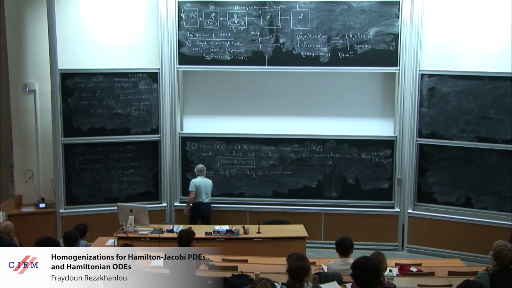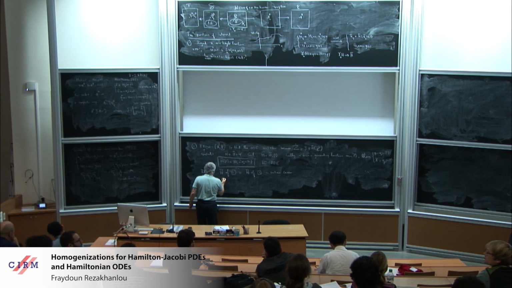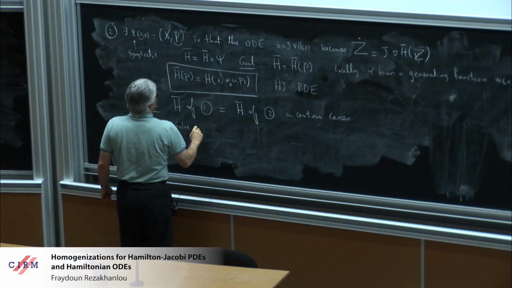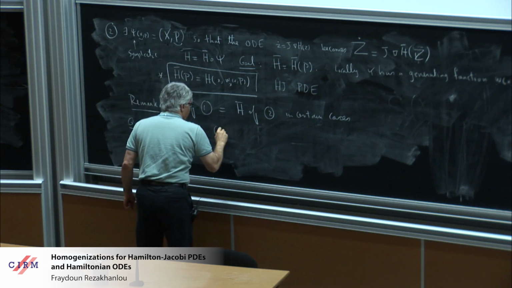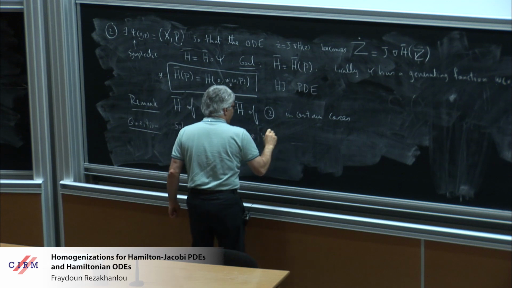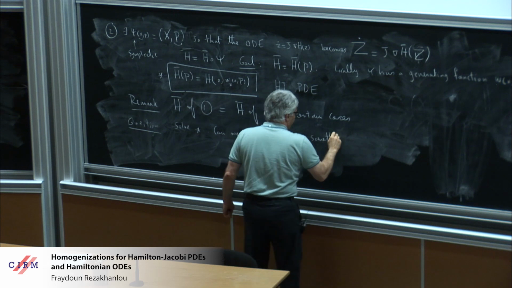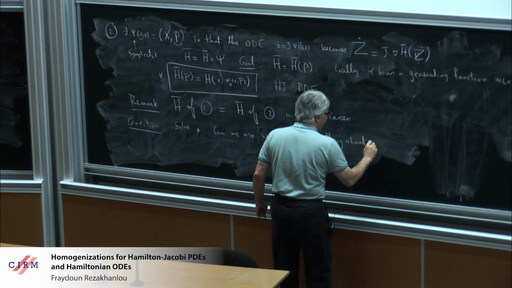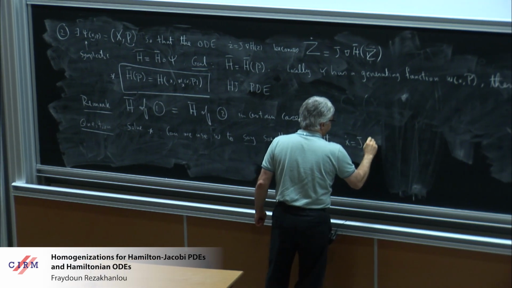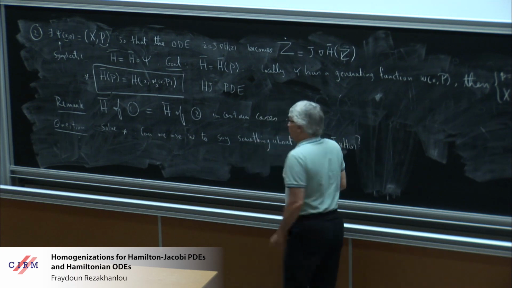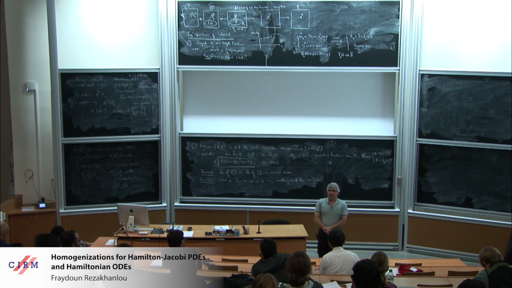So a natural question is, suppose we solve the PDE, let me call it star. Can we use W to say something about the ODE, about the original Hamiltonian ODE? So that's a natural question to formulate. But then now the question is, what do I mean by solution?